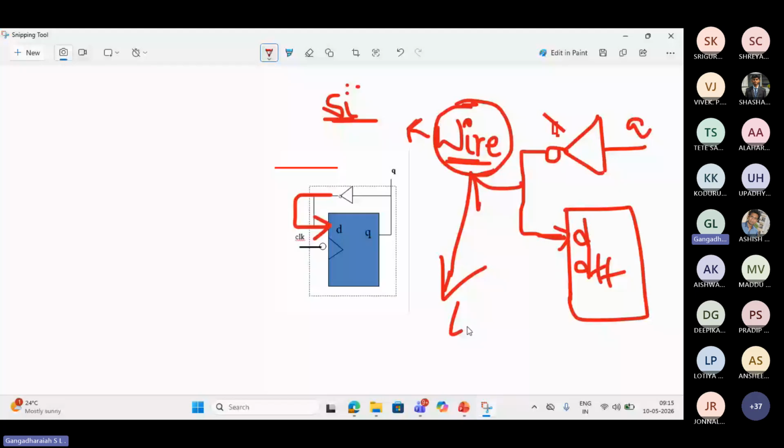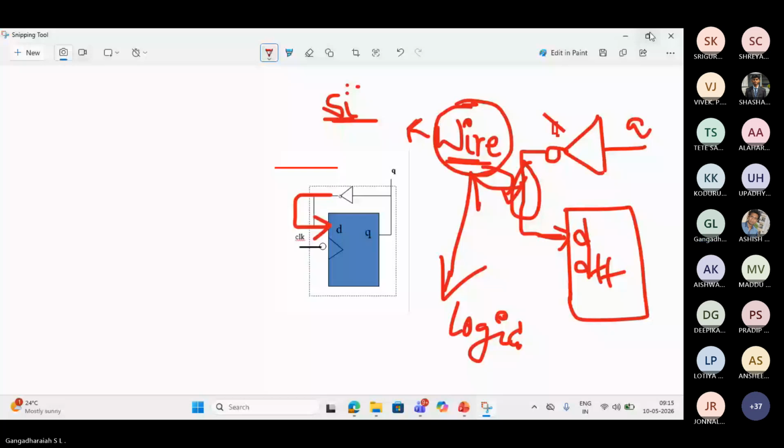Are you able to understand? Clear? So if you really want to have this kind of connection here, you need to go for this wire. Otherwise, it will throw an error. You will have to tell it, just look at this connection. Otherwise, your functionality will not match.